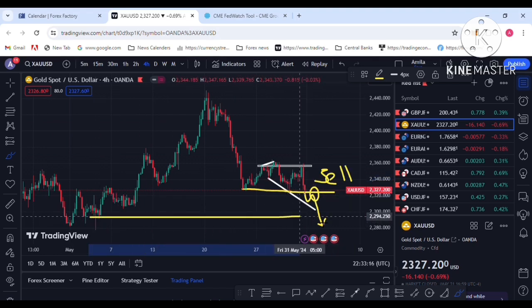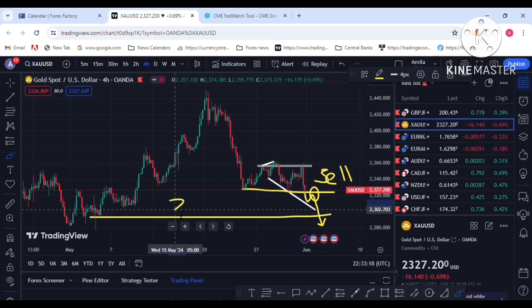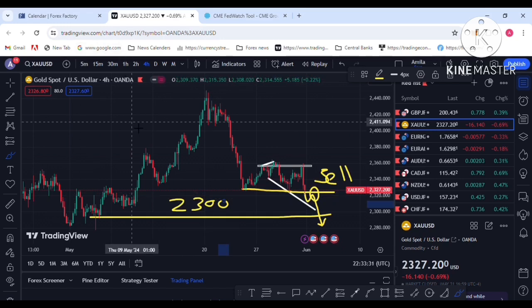This is your sell target 2300. 2300 is the first level target, and then 2290 is the next target. That's for next week. Risk management and money management are the key for gold trading if you are trading gold. Thank you very much.